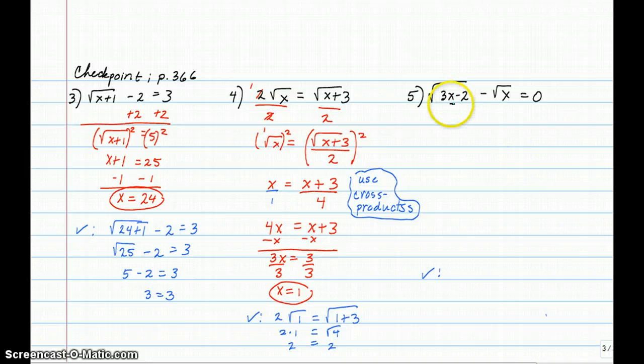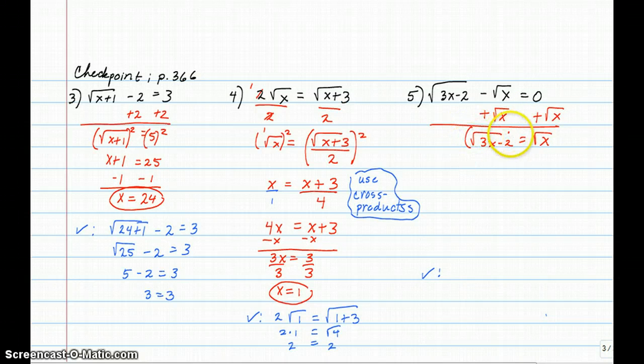Okay, when you have the square root of 3x minus 2 minus the square root of x equals 0, again, the fastest thing to do is just to get one of the radicals on the other side. So we're going to add the square root of x to both sides. And then you're going to end up with negative square root of x and positive square root of x being nothing. So you're left with the square root of 3x minus 2 on the left, and the square root of x on the right.